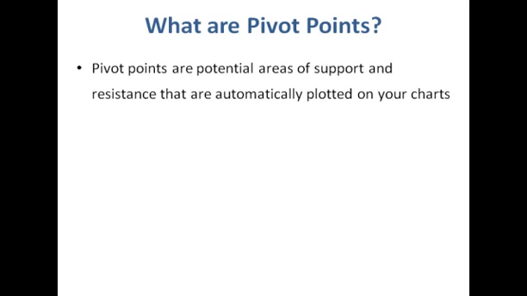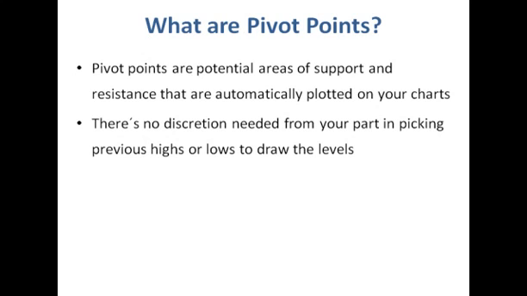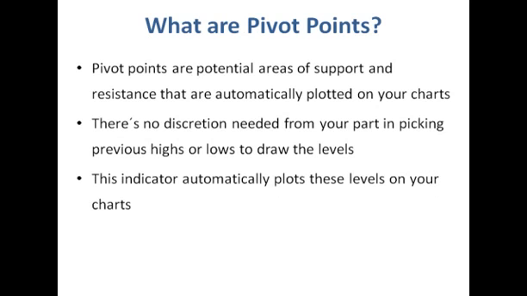Pivot points are potential areas of support and resistance that are automatically plotted on your charts. There's no discretion needed on your part in picking previous highs or lows to draw these levels. This indicator automatically plots these levels on your charts.